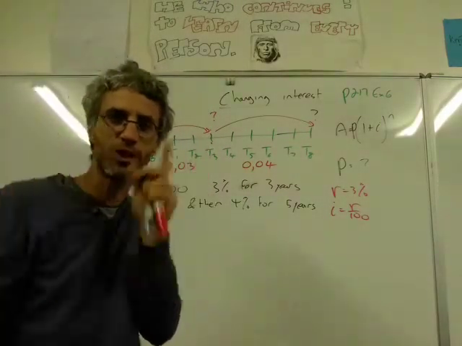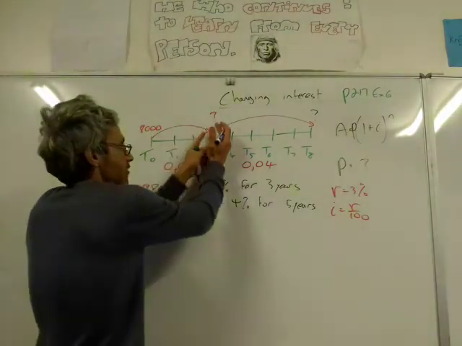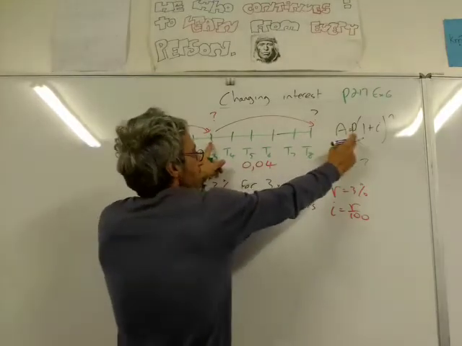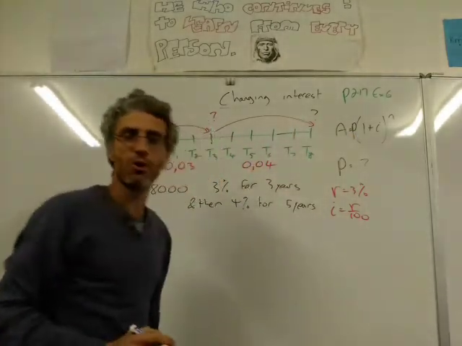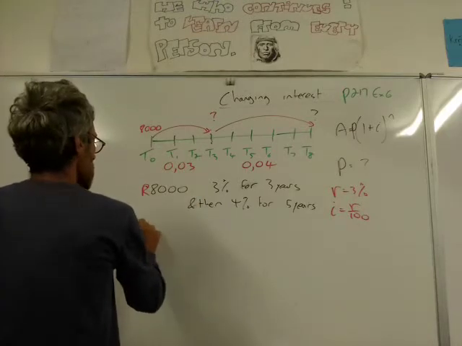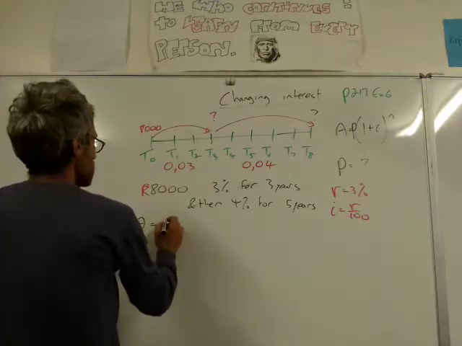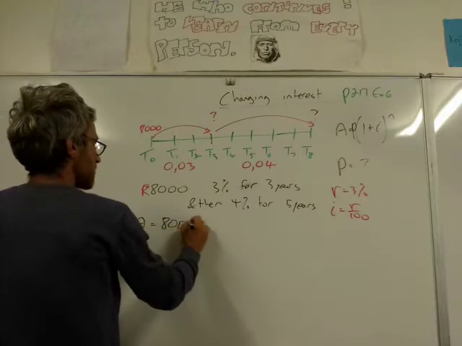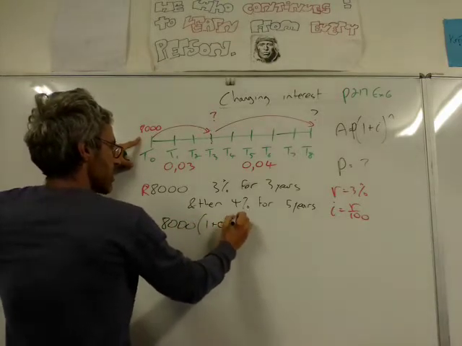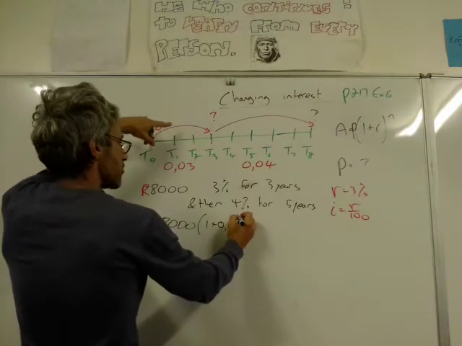So I've got basically two questions. How much money do I have after 3 years at 3%? And then that will be my new initial amount, my new P, and I grow it at 4% for another 5 years. So let's do that. A here is going to be equal to 8,000, that's the initial amount, times (1 + 0.03)^3.